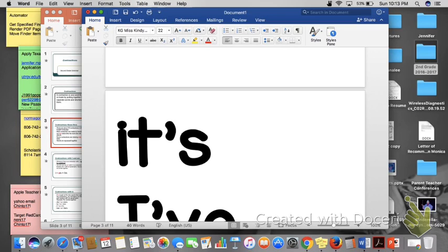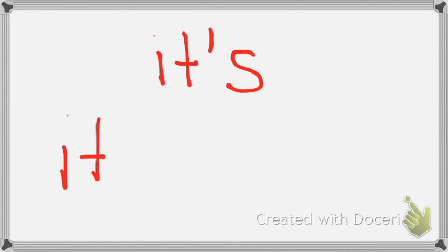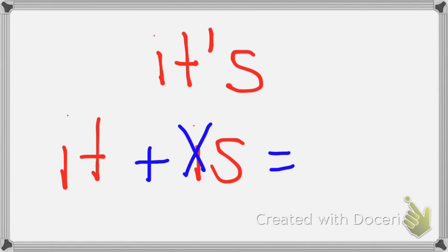We have the contraction it's. Again, oops, I was supposed to use my whiteboard. Give me one moment. There you go. It's, apostrophe S. So guess which two words I used here? If you said it and is, you are correct. I took off the I and I put the apostrophe and I put the two words together. It is. I took off the I, put an apostrophe, and now it's the word it's.